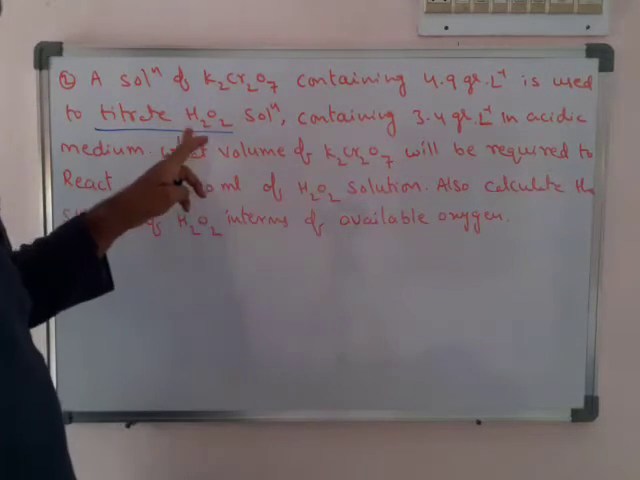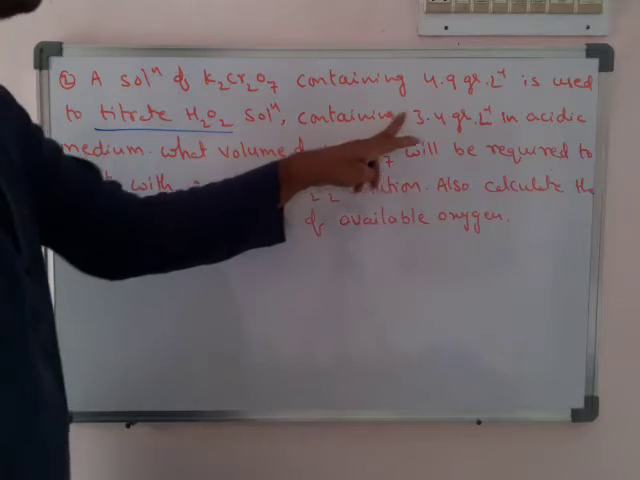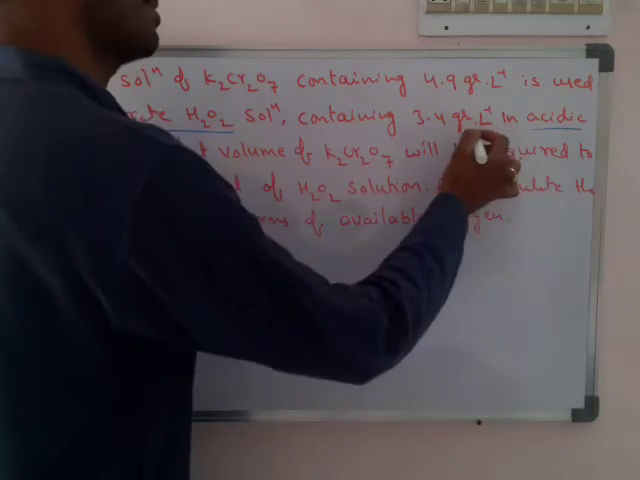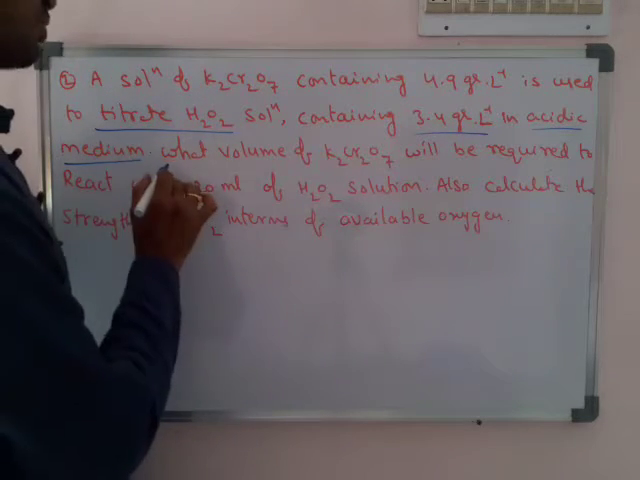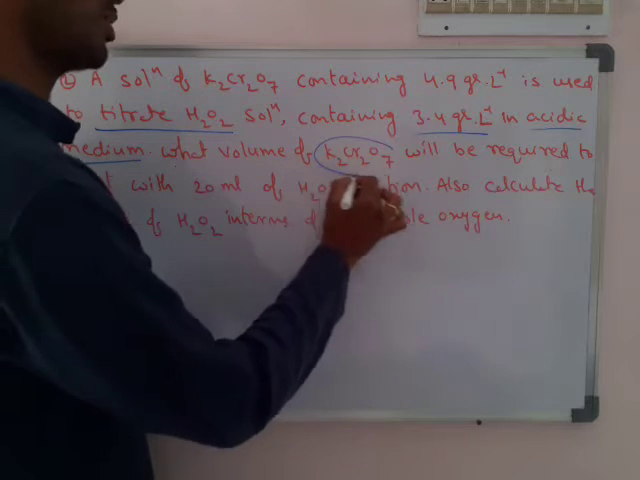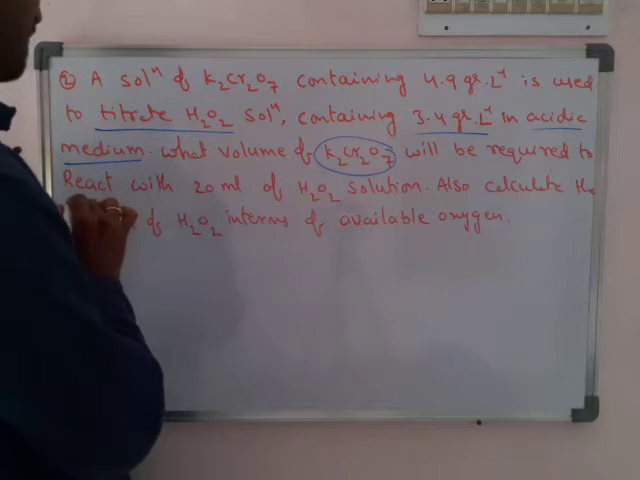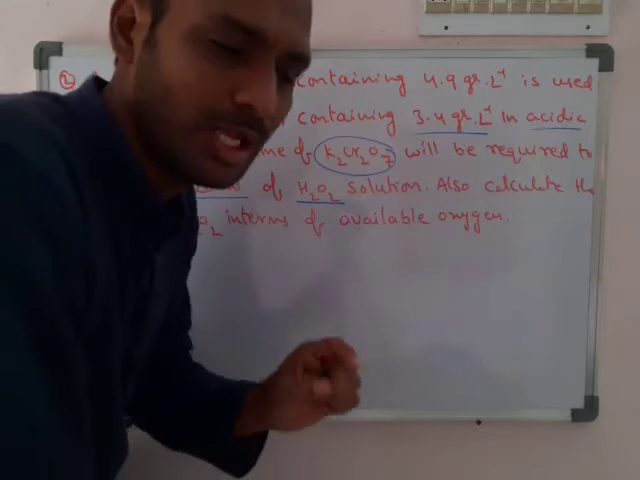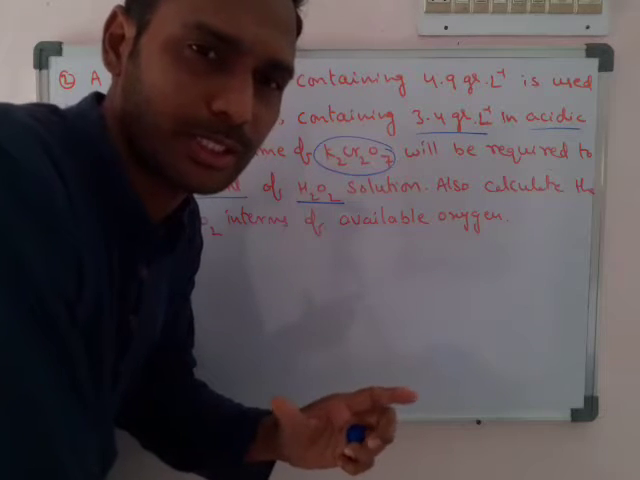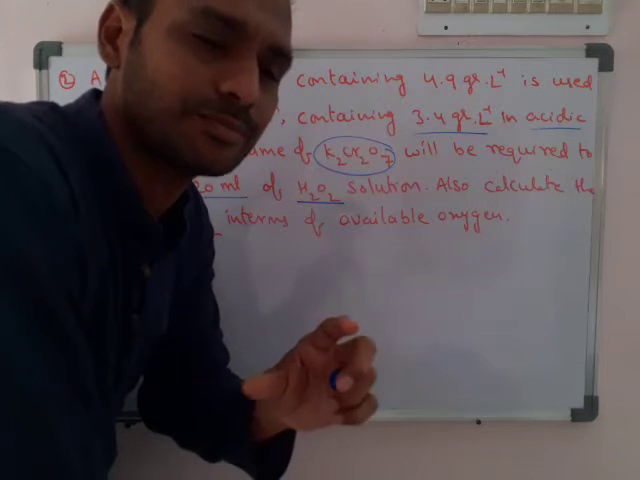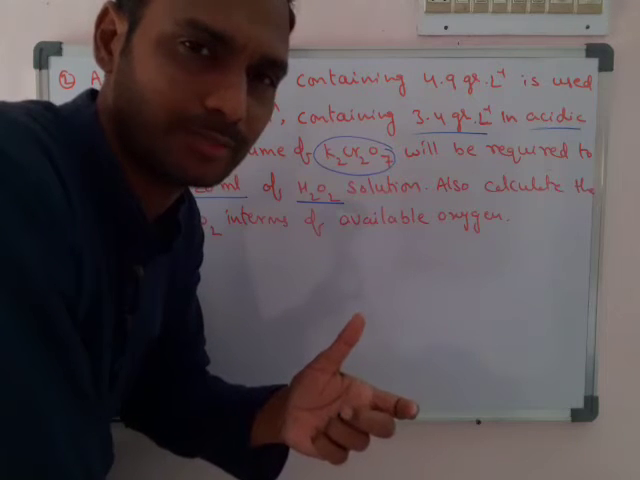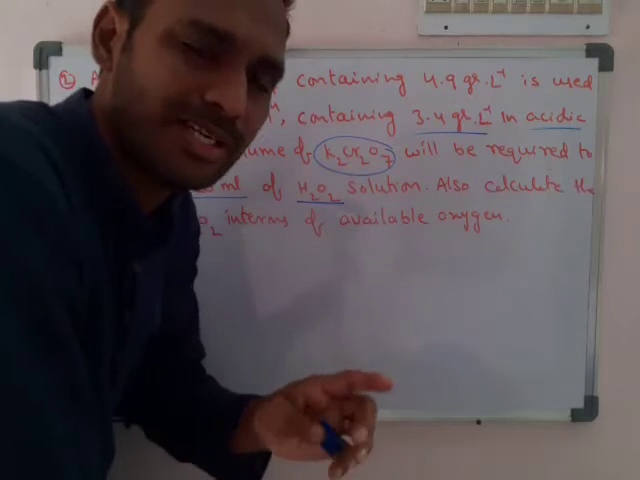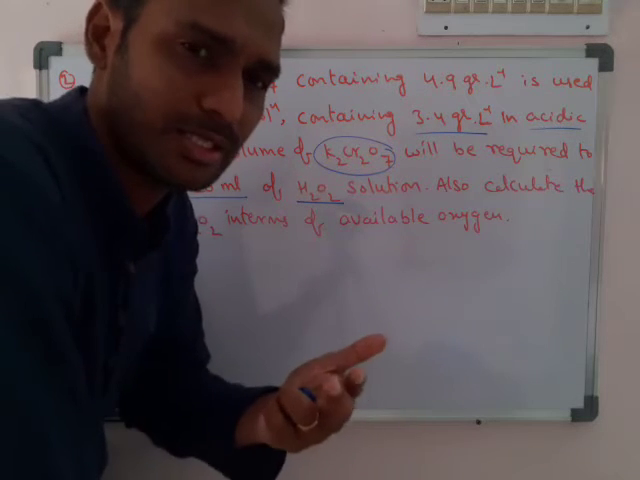So reacted with the H2O2 solution containing 3.4 grams per liter in acidic medium. So it is given acidic medium. So I have to calculate what volume of K2Cr2O7 will be required to react with 20 milliliter of hydrogen peroxide. Very simple problem. Hydrogen peroxide is the only new thing here; the rest is an old problem, it is normality.